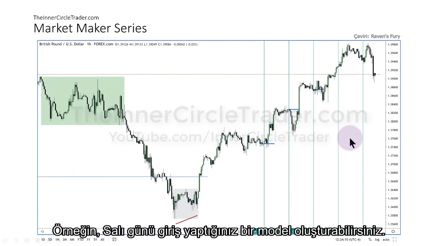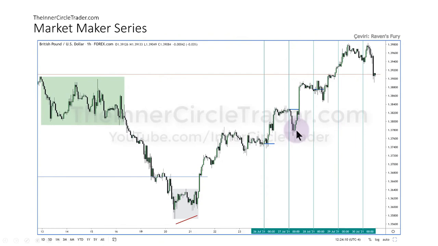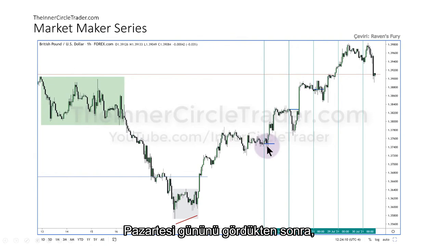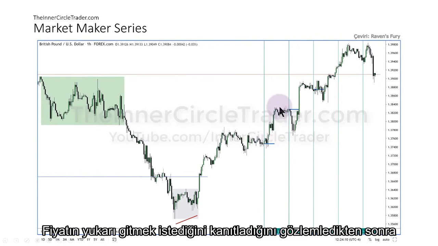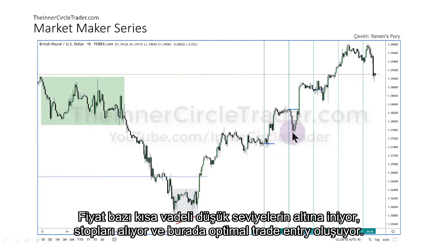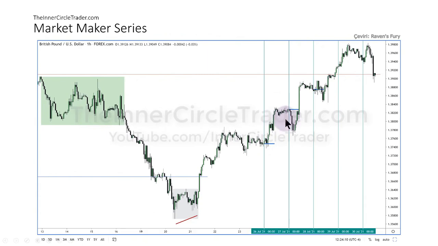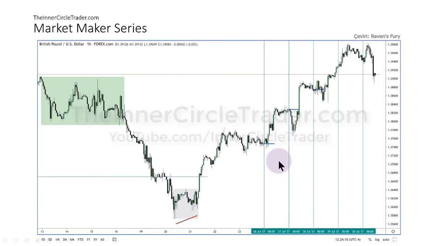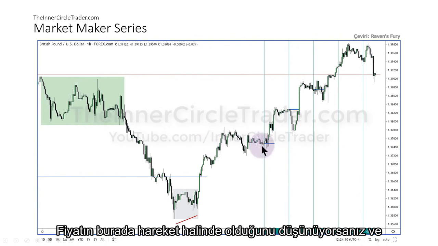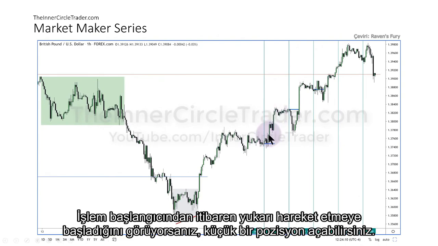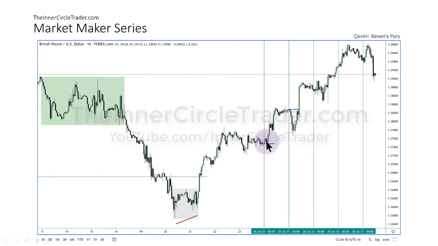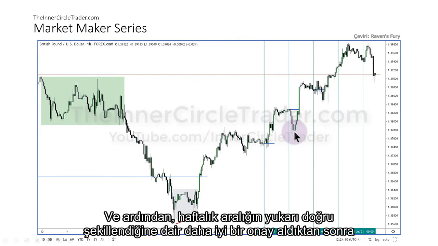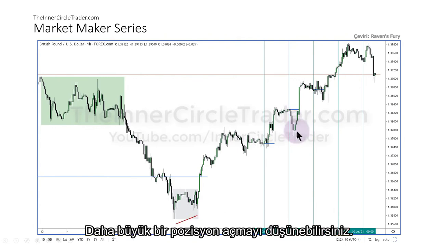You can create a model where you get in on a Tuesday after you've seen Monday prove that it's wanting to go higher, and then it trades down below some short-term low, picks up the stops, and we have optimal trade entry here. And you can be a buyer there and basically allow Monday to trade without you. Or if you're hardcore and you're in consolidation like this and you think you are in a move where it's going higher from Monday's beginning of trading, then obviously you can put a small little position on there and then consider maybe taking a larger position once you have a better confirmation of the weekly range unfolding to the upside and a retracement down.